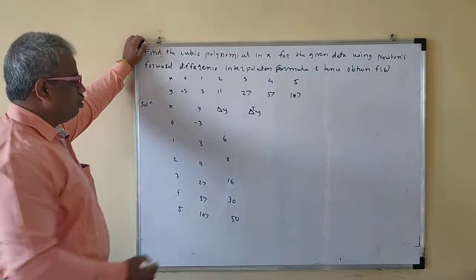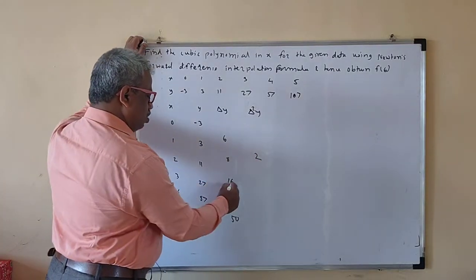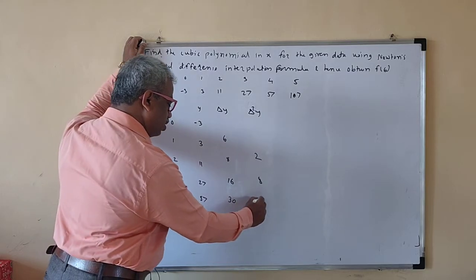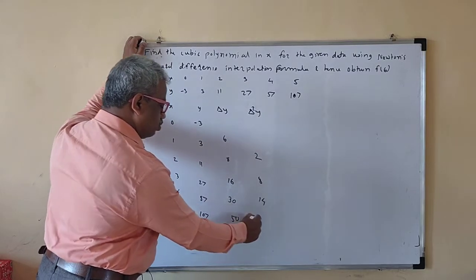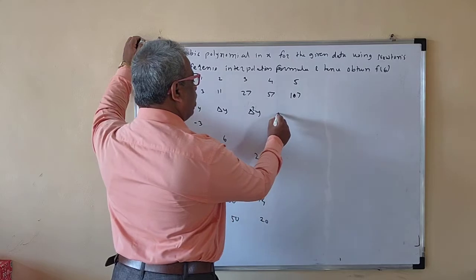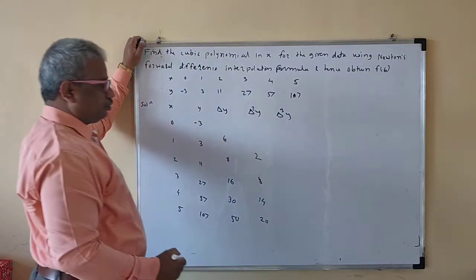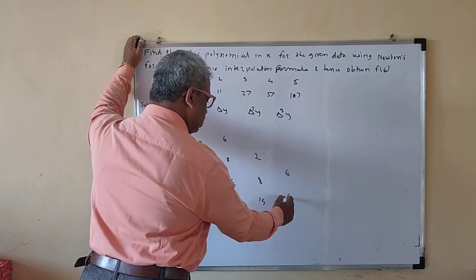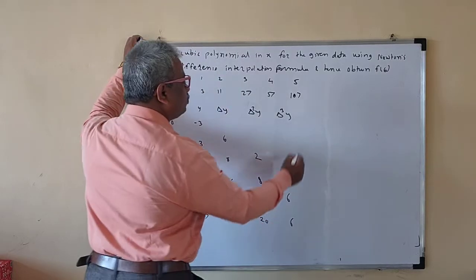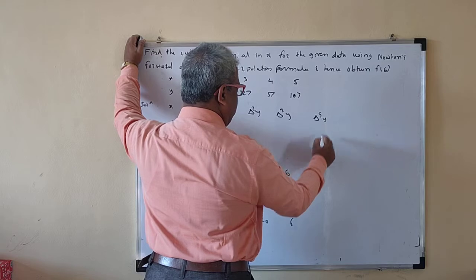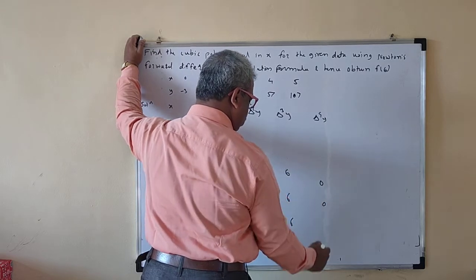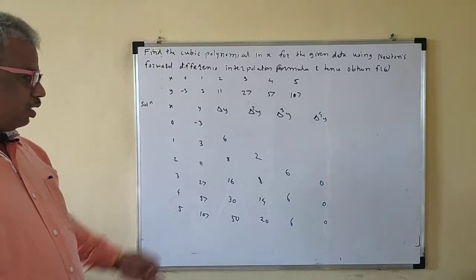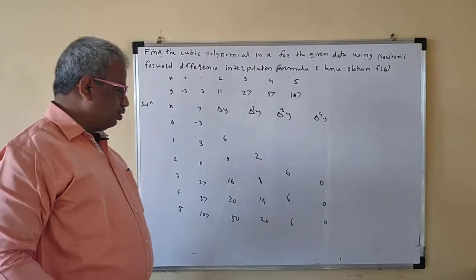Now I will find del square y. 8 minus 6 is 2, 16 minus 8 is 8, 30 minus 16 is 14, and then 20. Then I will find del cube y. This is 6, 6, 6. Del to the power 4 y and del to the power 5 y are all 0, because del cube is constant.